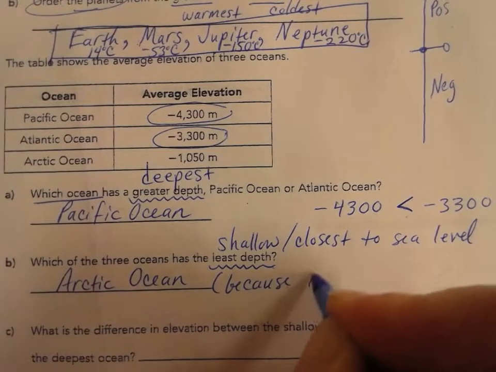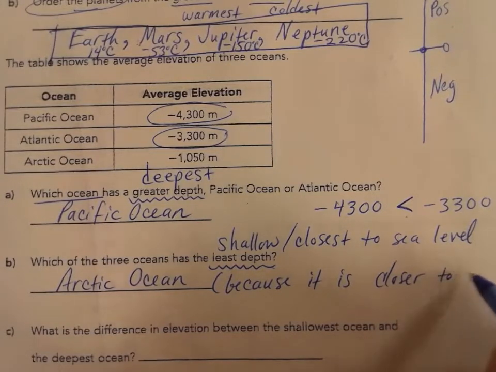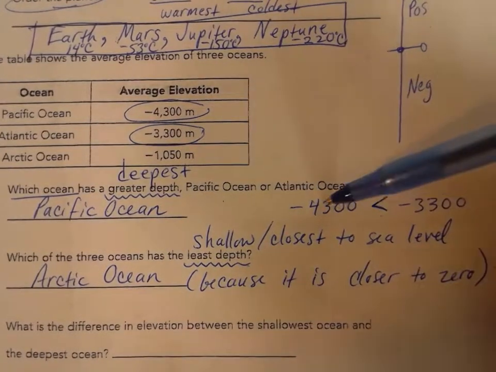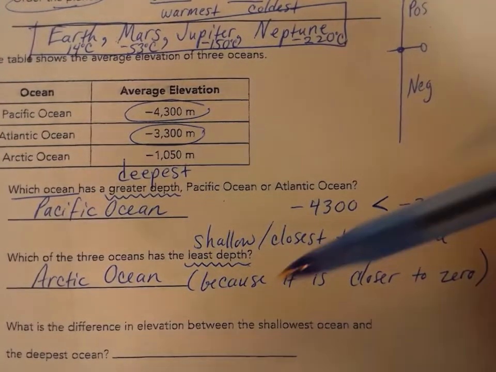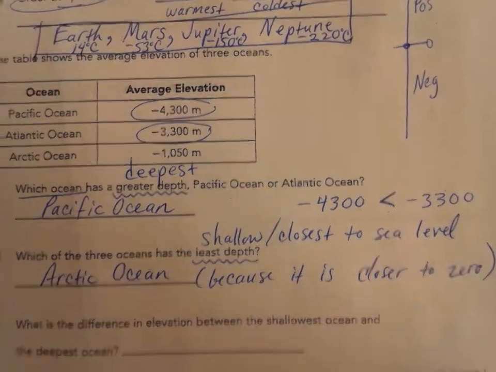Arctic Ocean. And if I wanted to say why, because it is closer to 0, or sea level, you might say. So just kind of proving my thinking here. I can do that with an inequality sometimes. I can do that also in word form. I'm just showing you that it wasn't an eeny, meeny, miny, mo. I guess an ocean, let me go.